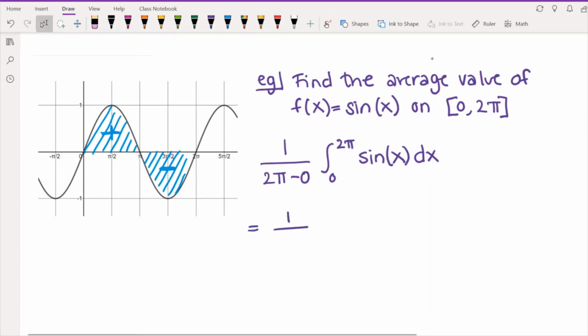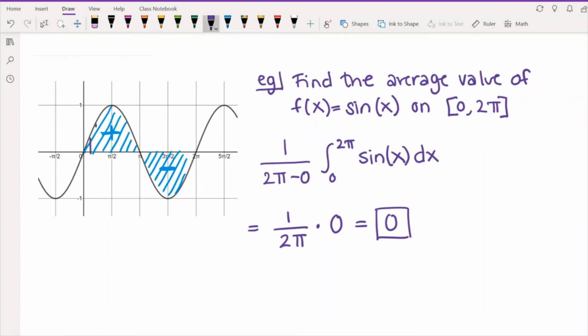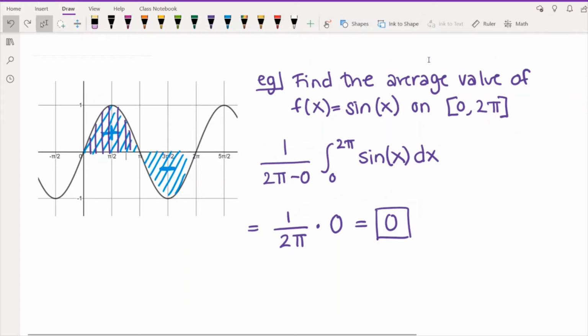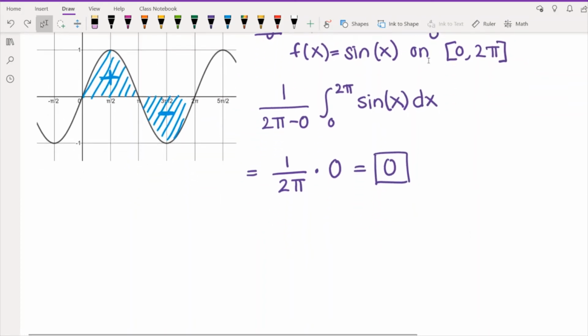So I'll write out one more step here, which is we have 1 over 2 pi times 0. And so our average value is 0. So why is that? Why does that make sense? Well, if you think about all the different heights that you get in this function, you have all these different heights here, and they're all varying, right? Some of them are shorter, some of them are taller. But then you have all these basically the same heights, but just the negative of them. So they all counteract each other and they balance out to give us a total average value of 0.